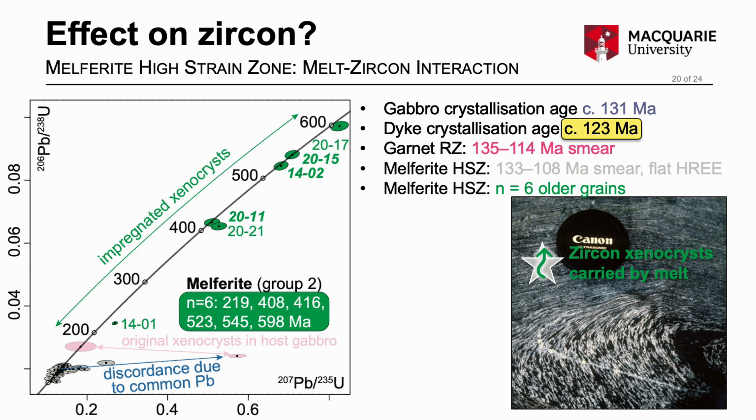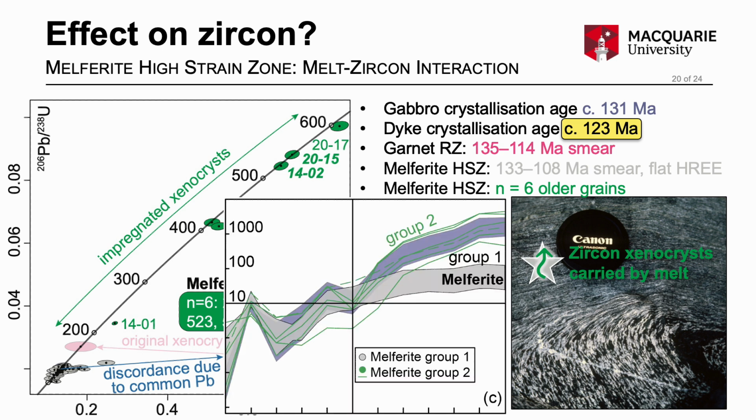In addition to that data, we identified 6 grains with older spot dates up to 600 million years, and interpret that the hydrous melt migrating through the high-strain zones carried xenocrysts with it, and impregnated some of these foreign zircon grains into the melphorite high-strain zones as it passed through. Rare earth element patterns from the older xenocrysts, shown in green, have typical rare earth element patterns.